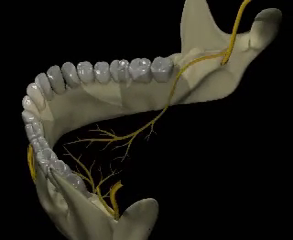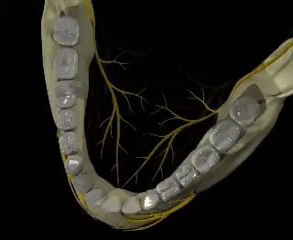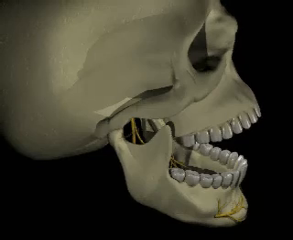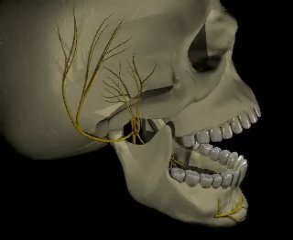mylohyoid, lingual, and auriculotemporal nerves. The same tissues are anesthetized as with the standard block, except that about 75% of the time the buccal nerve is also anesthetized, eliminating the need for a separate buccal injection.